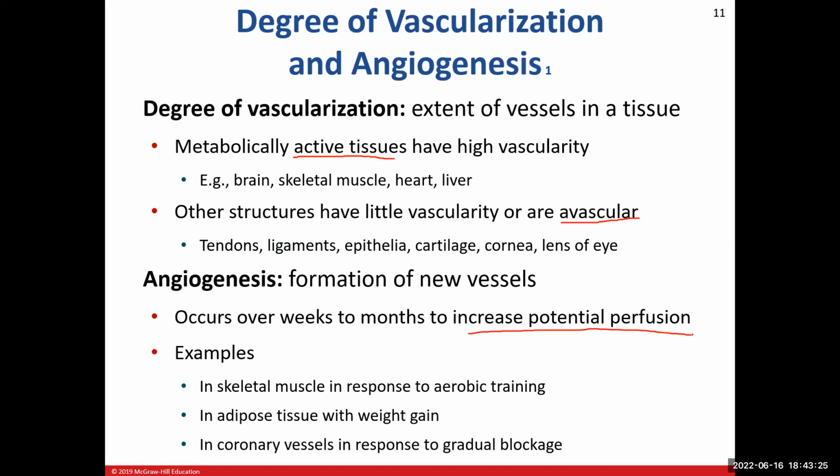You'll see it all the time in athletes, for example, that are developing their skeletal muscle. They'll be doing a lot of training, especially aerobic training, which means we're going to need lots of oxygen. And so you'll start to see these athletes develop tons of blood vessels. You'll see it in weightlifters all the time.